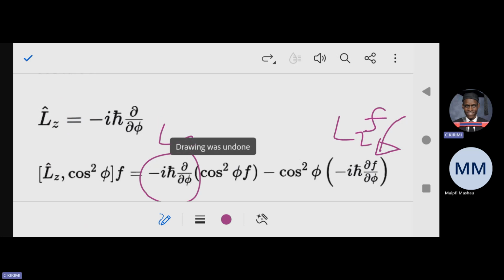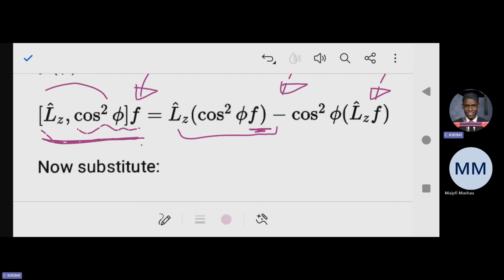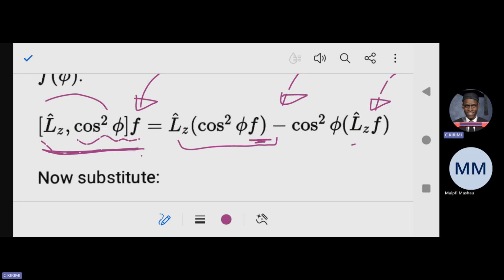I don't know if you understand. We are saying this last term, can you see that it's LZF? LZF, this one. Oh yes, okay. Now, that LZF, we are told that LZ is minus h bar partial phi. But because in front of LZ there is an F, that's why it is going to be partial phi of F.